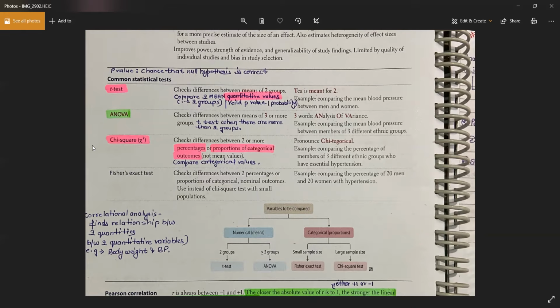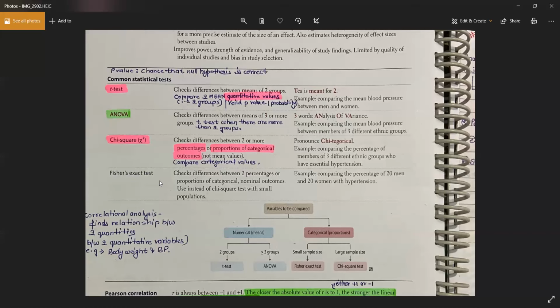Okay, very easy. Then comes the Fisher exact test. It checks the differences between the two percentages or the two categorical values. Whenever your sample size is very small, it is the same as a chi-square test. But in the Fisher exact test, the sample size is very small, like 20 or 30. But in case of chi-square, it is 200 or 1000 or 5000, something like that.